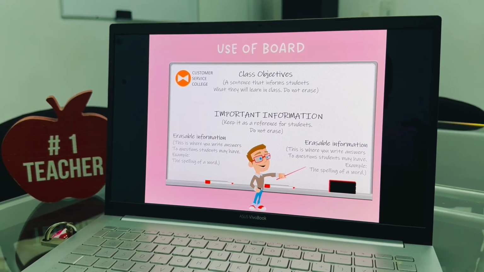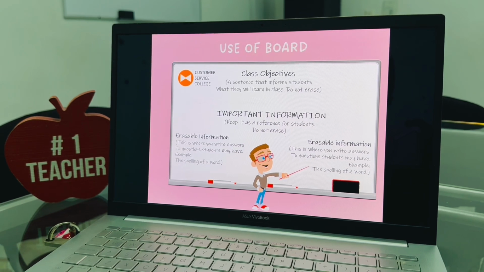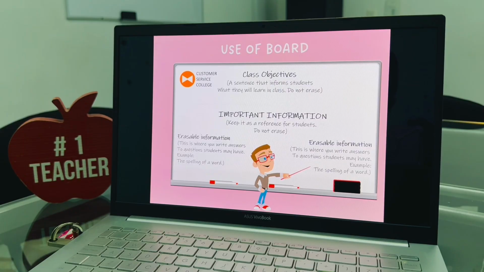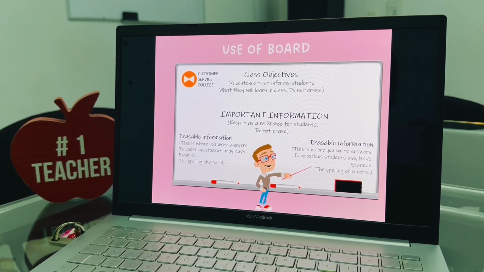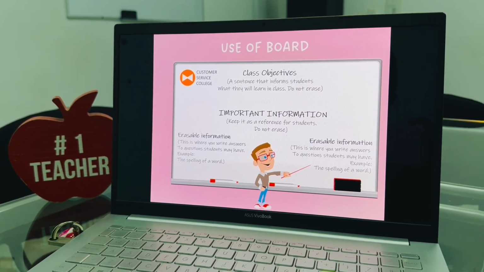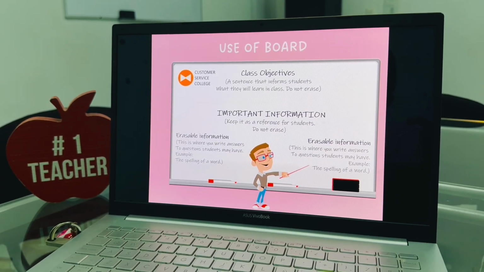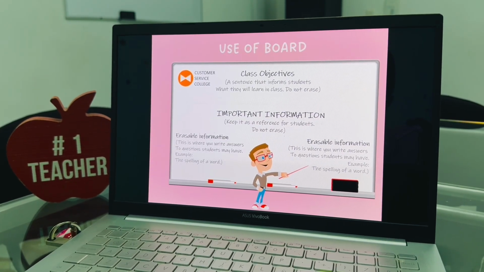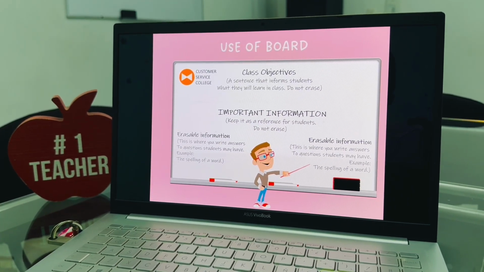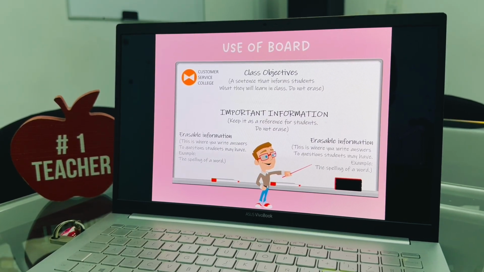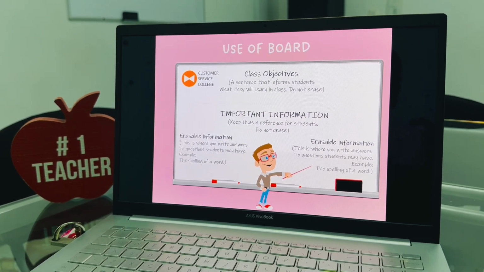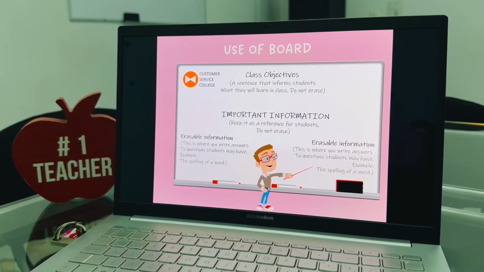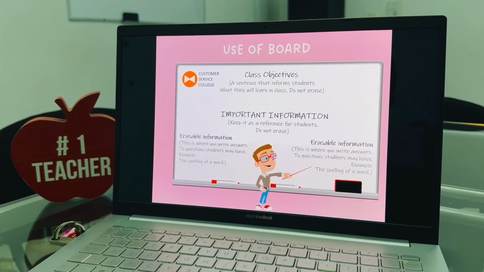In the center, we write down important information. And for both of these, the class objectives and the important information, this is what we consider non-erasable. We don't erase this for students to look at when needed. Important information is basically the information you are presenting. For example, if I'm teaching the simple present, this is where I will write down my examples and my structure. I go out on weekends, I don't stay home, and of course the structure: the subject, the auxiliary, the verb.